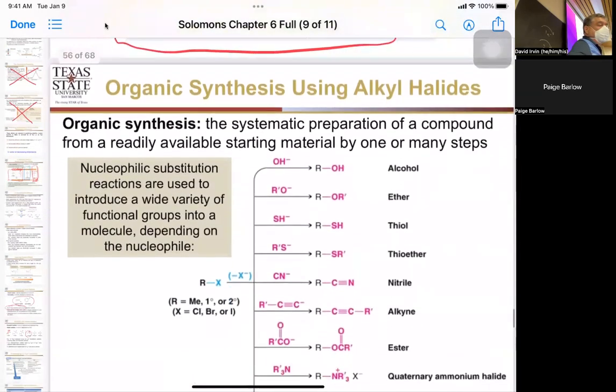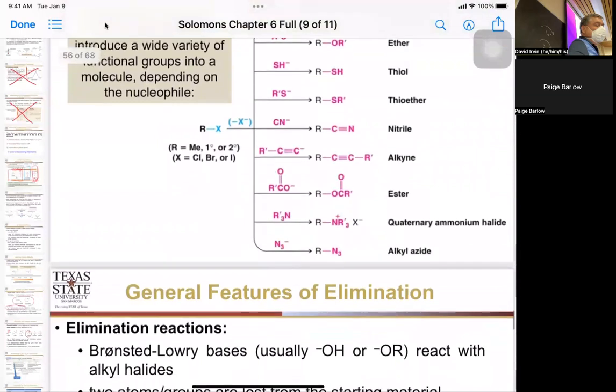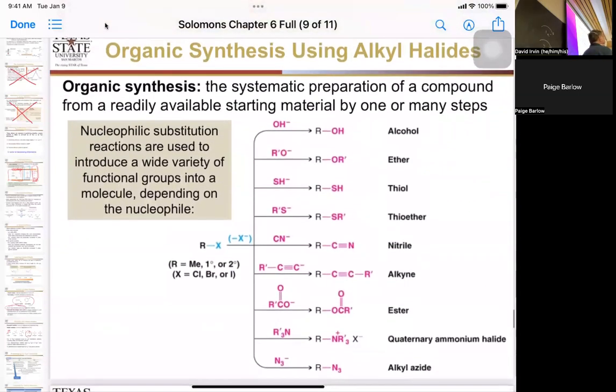Okay. So the last thing I want to talk about here is all the different functional groups we can make. I said, no matter what nucleophile you attack it with, you end up with a different functional group. Hydroxide gives you an alcohol. The alkoxide gives you an ether. You can get a thiol, thioether. This increases your carbon chain by 1. This increases your carbon chain by 2. This makes an ester, makes an amine, makes an azide. So whatever you're attacking with, you can make a bunch of different functional groups.